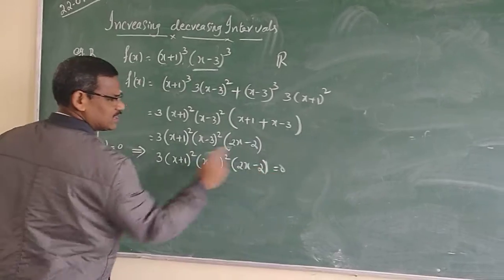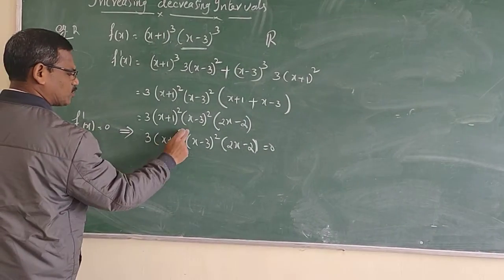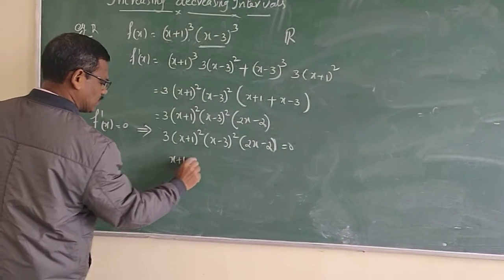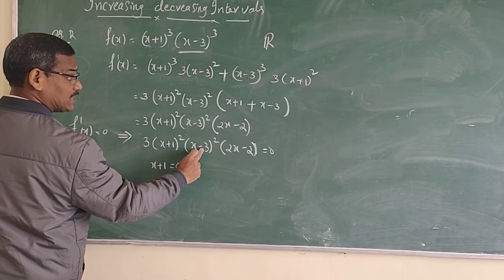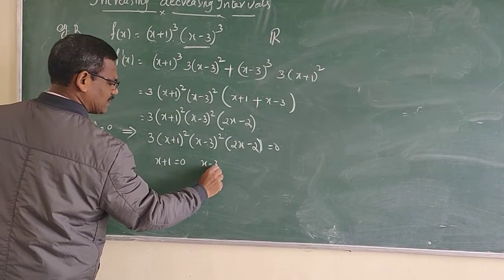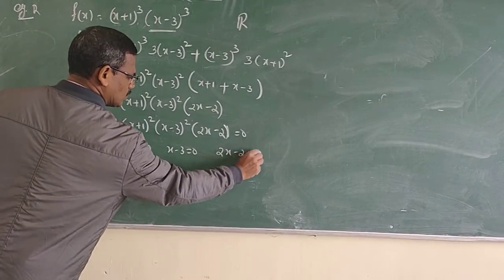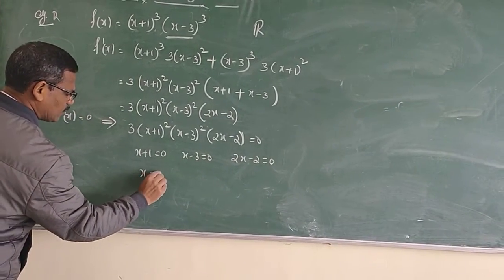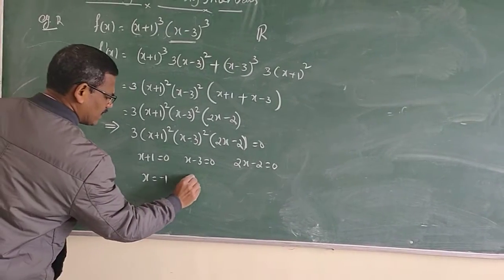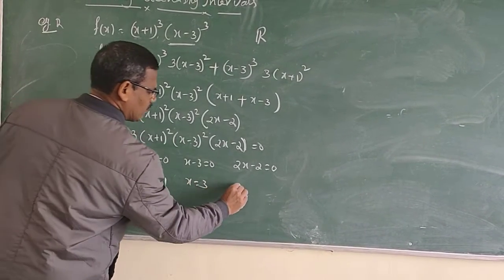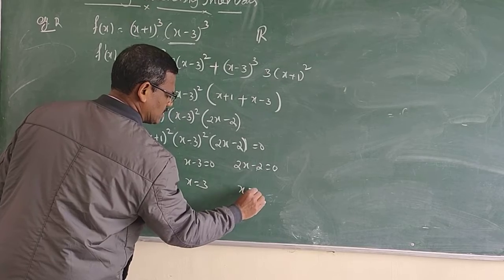So that means the product is equal to 0, so each one is 0. That is (x + 1)^2 is 0, that is x + 1 is 0, and (x - 3)^2 is 0, that is x - 3 is 0, and 2x - 2 is 0. From here you will get x equal to -1. Here you will get x equal to 3. Here you will get 2x equal to 2, that means x equal to 1.